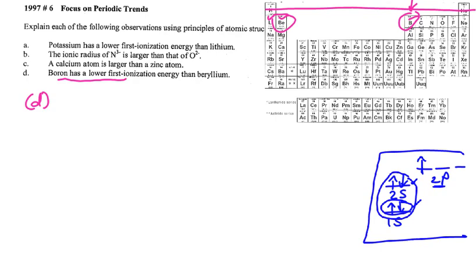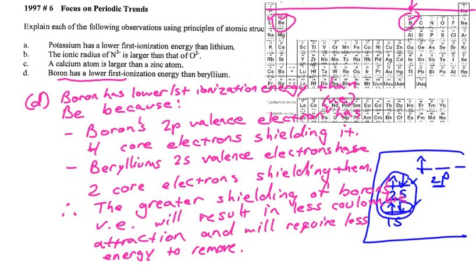So I'm going to make a shielding argument. Boron has lower first ionization energy than beryllium because boron's 2p valence electron has 4 core electrons shielding it. Beryllium's 2s valence electrons have 2 core electrons shielding them. So that's the argument that we made over here, thinking through our orbital diagram. Therefore, the greater shielding of boron's valence electron will result in less Coulombic attraction and will require less energy to remove. So I think that's a pretty good argument, and I think it's the one they're looking for.